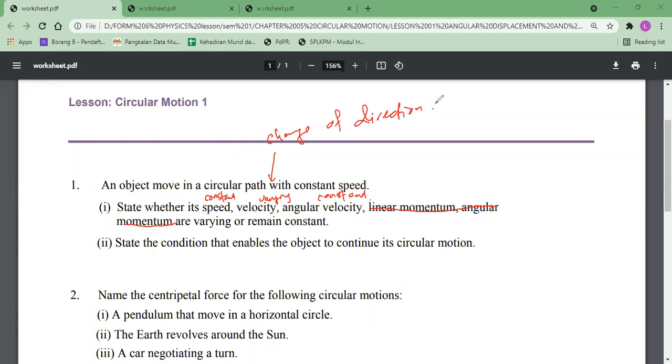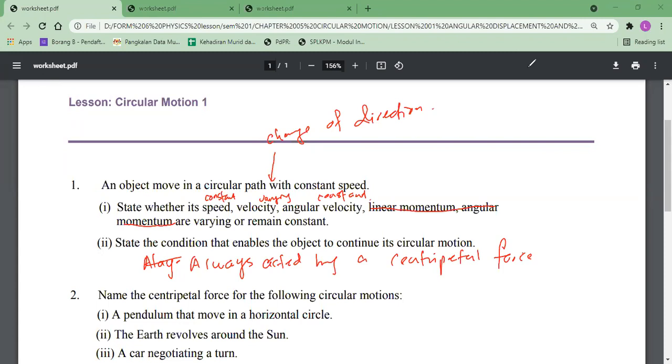So, to state the condition that enables the object to continue its circular motion. Okay, so what is that? The condition that enables the object to continue in circular motion is that it is always acted on by a centripetal force. So this means that with the centripetal force, this object will always remain in circular motion.